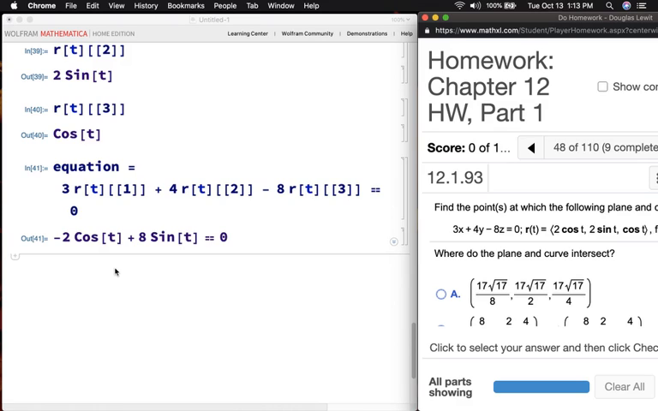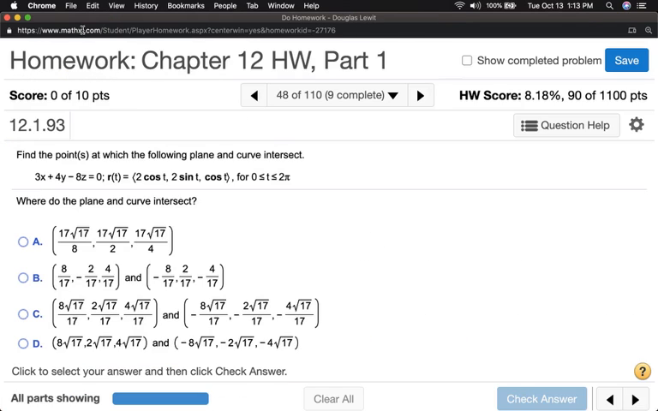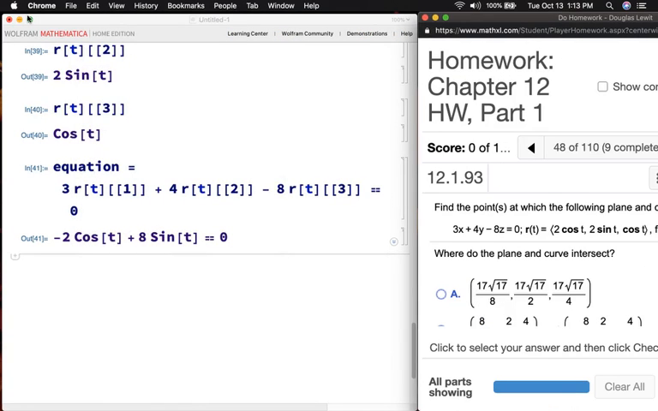Newton's method is this wonderful, hold on one second, I just want to take a look at their answers. Okay, so Newton's method is a wonderful method for finding an approximate solution to a pretty complicated equation. And we can define our own Newton's method function in Mathematica.